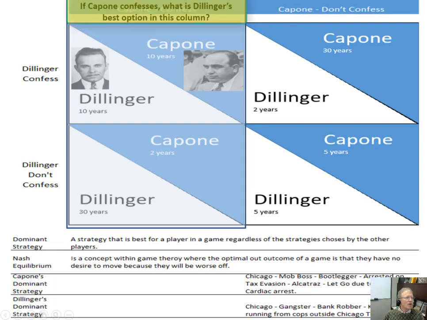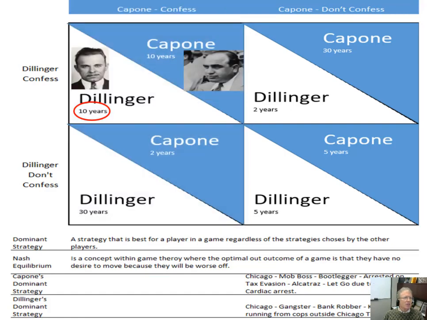So, if Capone confesses, this is Capone's confession column. What is Dillinger's best option in this column? Well, Dillinger can choose to confess, or he can choose not to confess. If he confesses, he will get 10 years, and if he does not confess, and Capone does confess, he will get 30 years. What is the best option for this column? Obviously, it's 10 years.